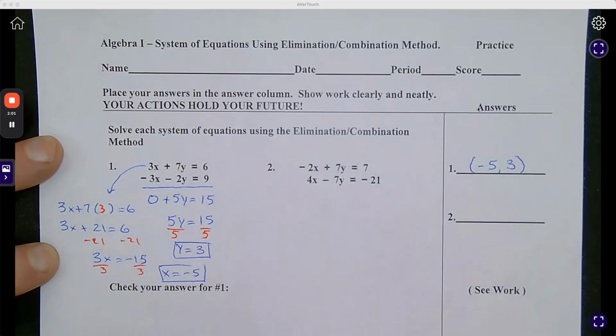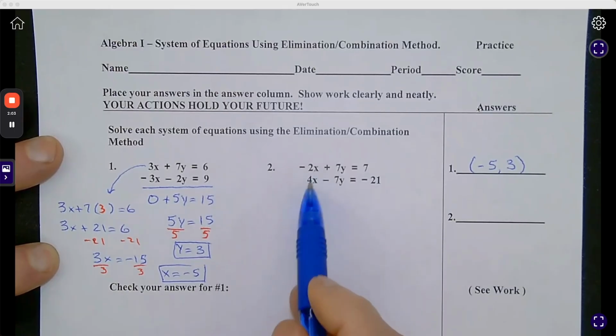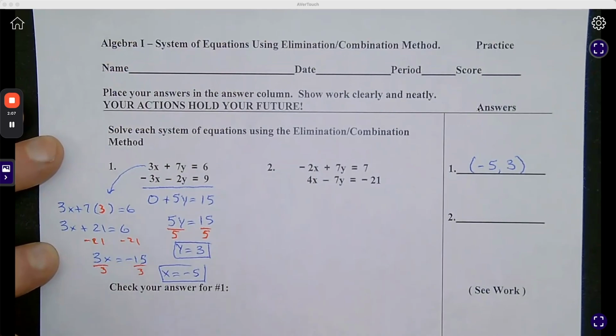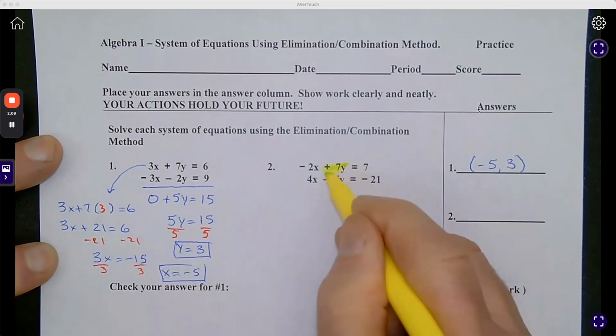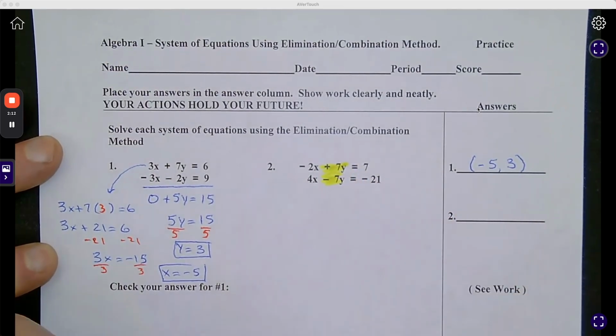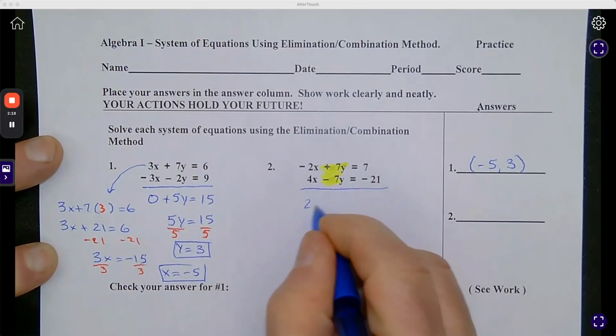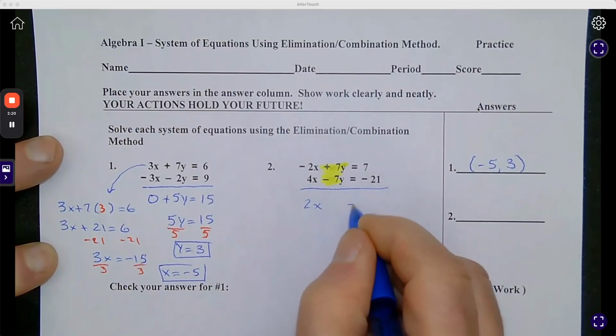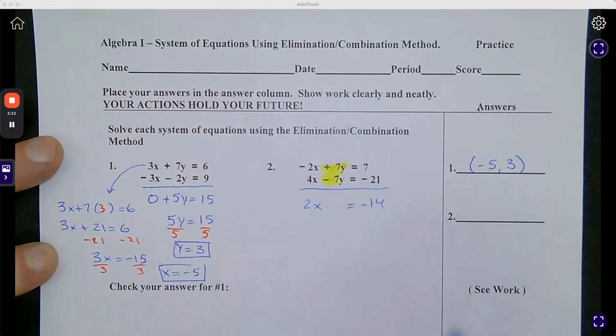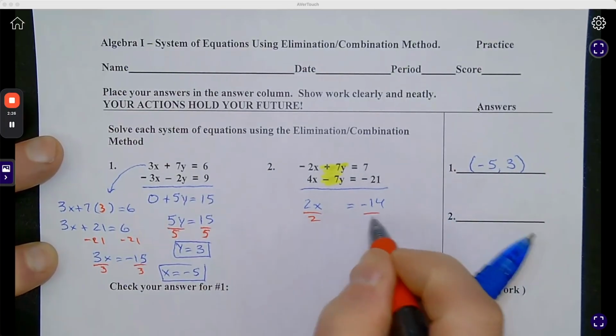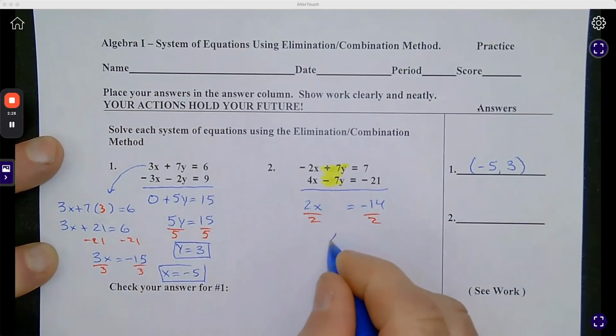All right, let's do it again. Look at the x's, look at the y's. Notice in front of the y's, we have opposites. So +7 and -7 are opposites. So I'm going to combine them right here. Just add them up. That gives me a +2x. That gives me a 0 equals -14. I'm going to divide both sides by 2. And I get x equals -7.